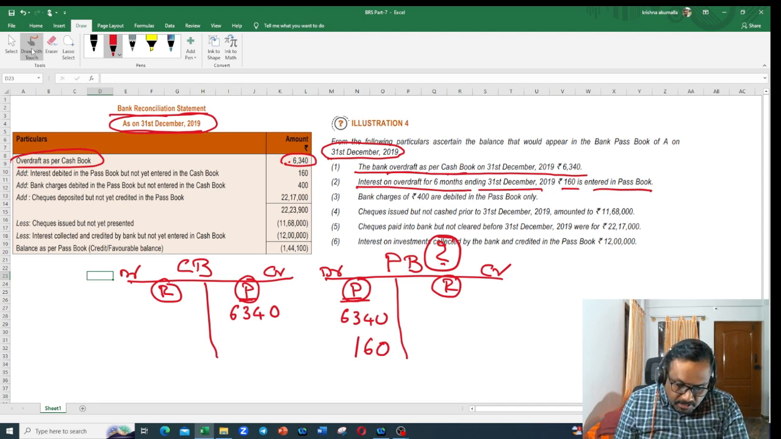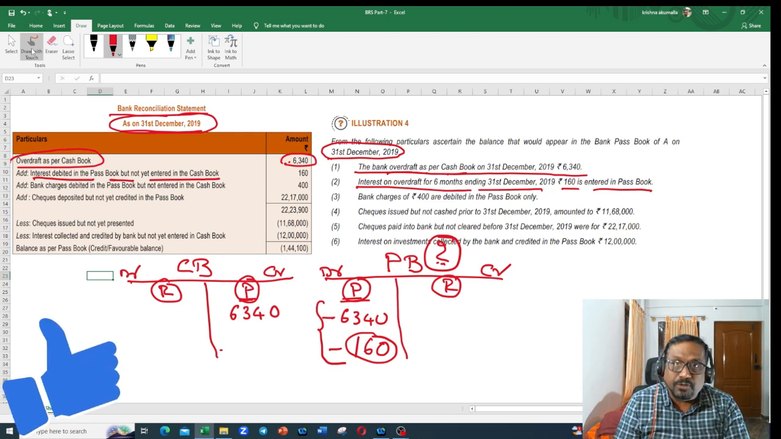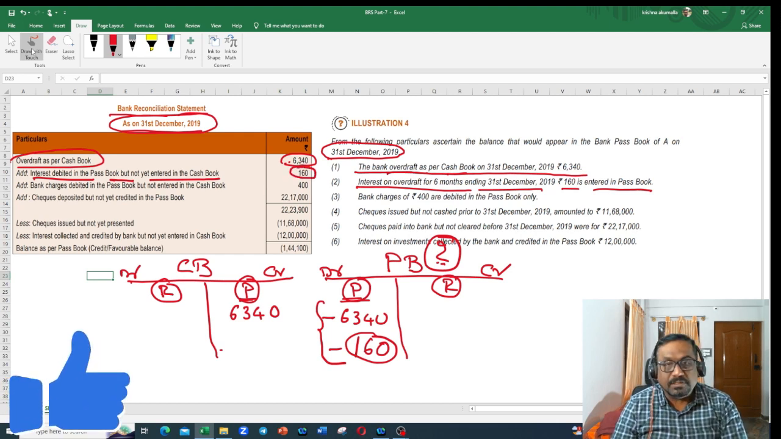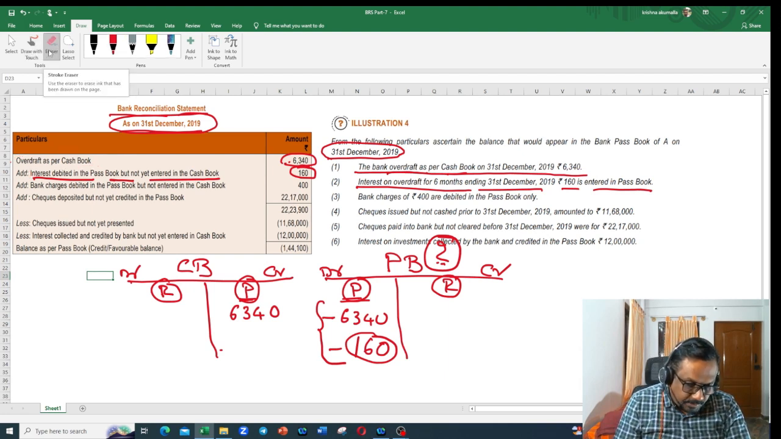Now you see, one debit is there, another debit got added. So this balance will increase, this balance is reduced. So the question mark balance is increased. So we have to add this. What happened? The question mark balance is increased. 6,340 plus 160. So we have to add this 160. So interest debited in the passbook but not yet entered in the cash book. That is what we need to write, and we need to add this 160. See here, add. Why did we add this? Because the question mark balance is increased, since that we are adding that. Clear? Let us move on to the next point.